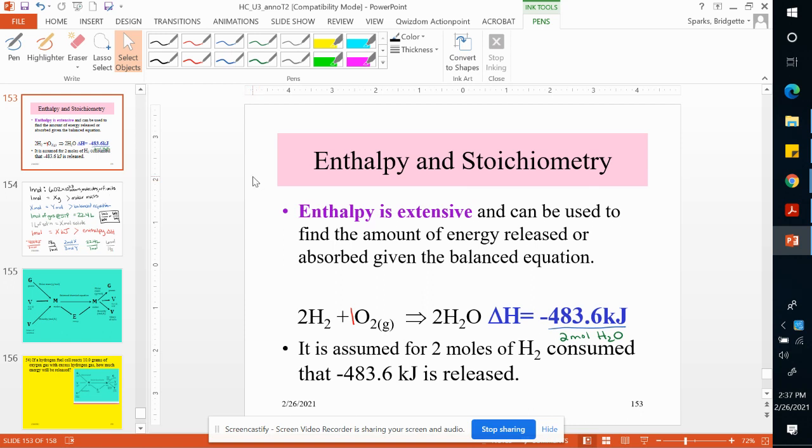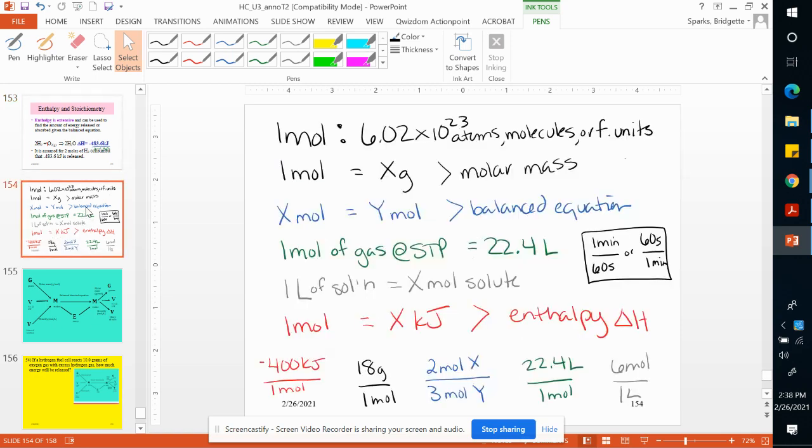Right, now we're going to talk about stoichiometry and its relationship to energy. Because as we've learned, stoichiometry is just a series of conversions, and you have to string the right conversions along in order to go from point A to point B.